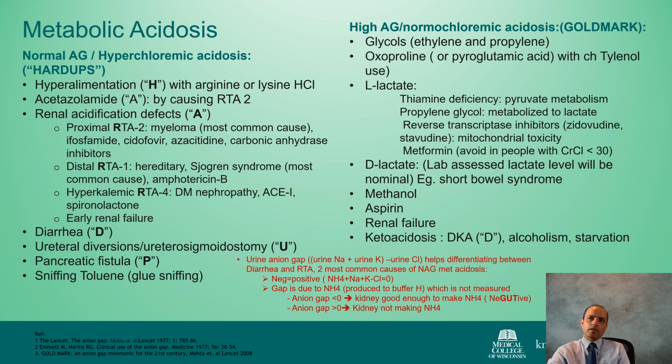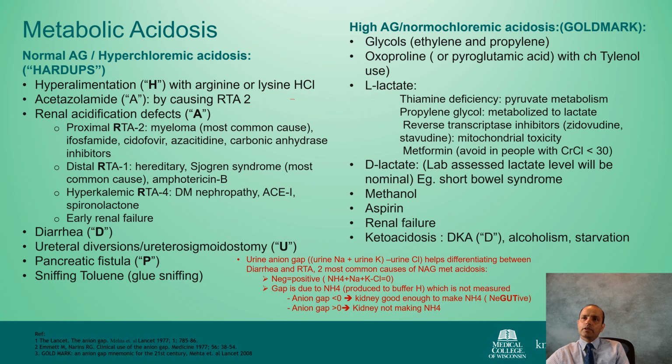So let's talk about metabolic acidosis. There are two types, one with high anion gap metabolic acidosis. The mnemonic for high anion gap metabolic acidosis is GOLDMARK: glycols, oxoproline, L-lactate, D-lactate, methanol, aspirin, renal failure, and ketoacidosis. Let's go over one after another.